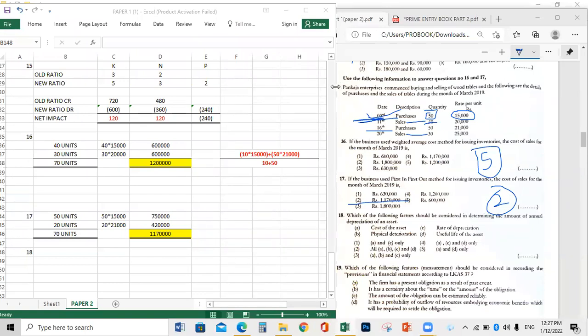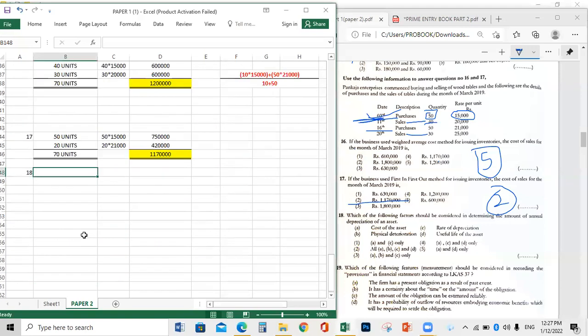Which of the following factors should be considered in determining the amount of annual depreciation? Guys, easy way. Now, you know the equation for depreciation, right? What is the equation for depreciation? Depreciation is equal to cost minus residual value, or the scrap value, divided by the useful life. This is the equation, guys, for depreciation.